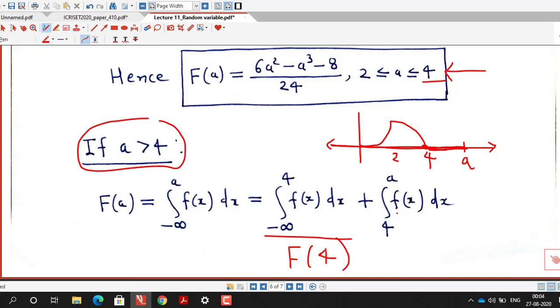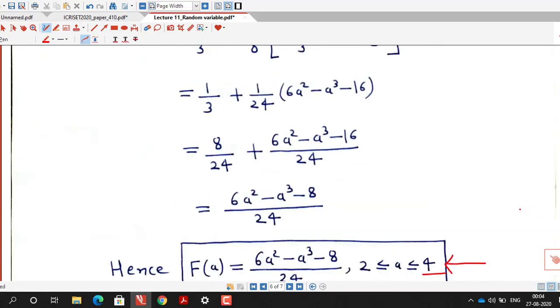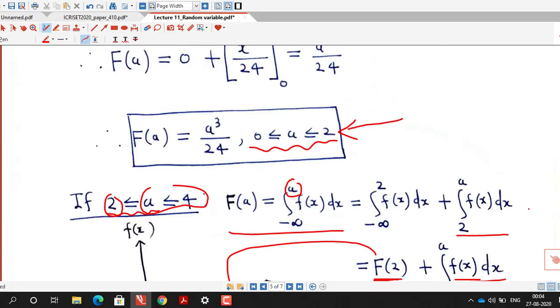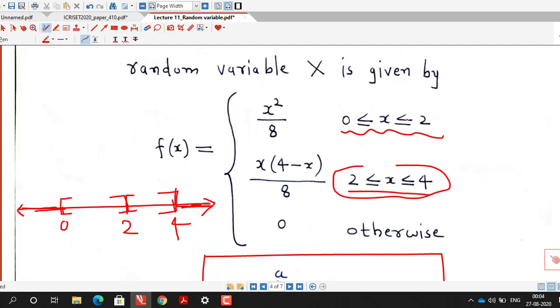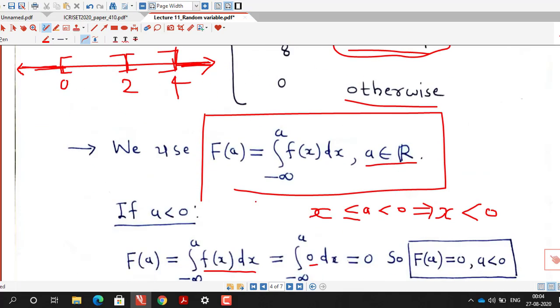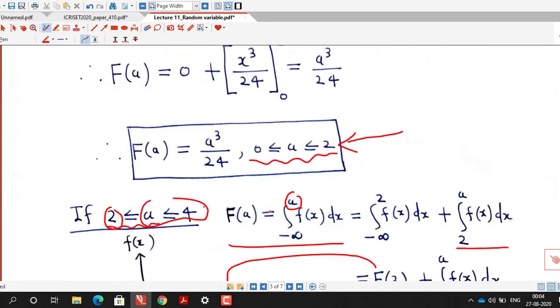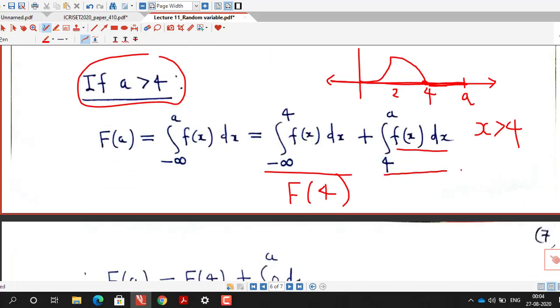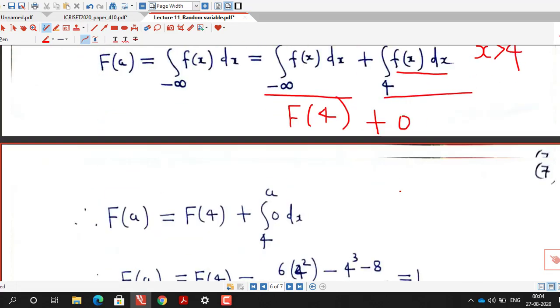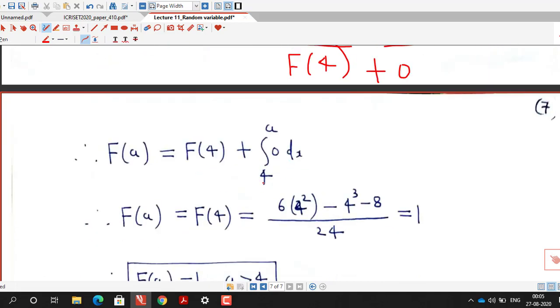And here x is greater than 4. Here the integral is from x equal to 4 to a. So x is greater than 4, and if x is greater than 4, the PDF has value 0. By the definition of PDF, if x is outside 0 to 2 and 2 to 4, f(x) is 0. So if x is greater than 4, f(x) is 0. So we can put f(x) equal to 0 for x greater than 4. So this part is going to be 0. So it is F of 4 plus the integral of 0, that is 0.